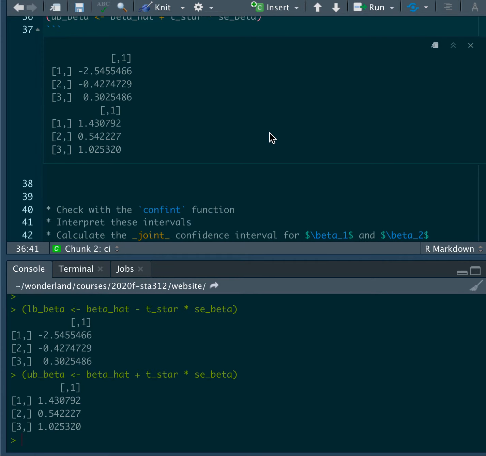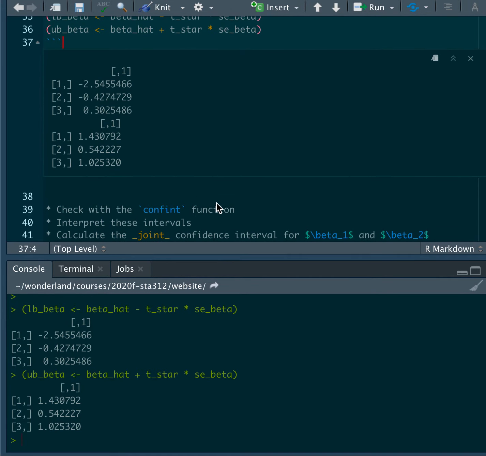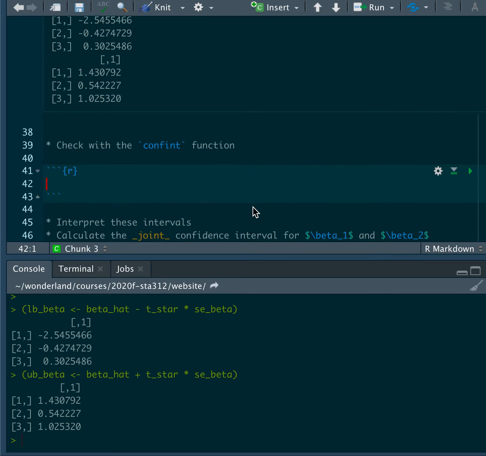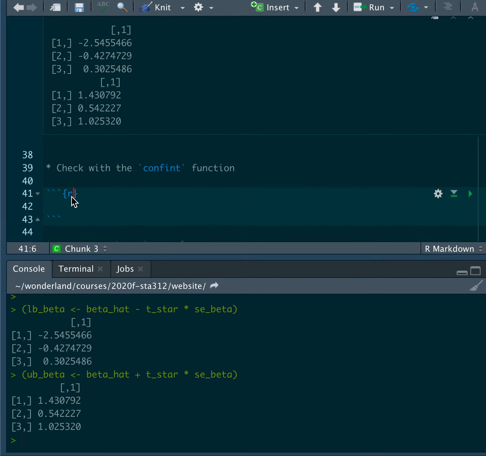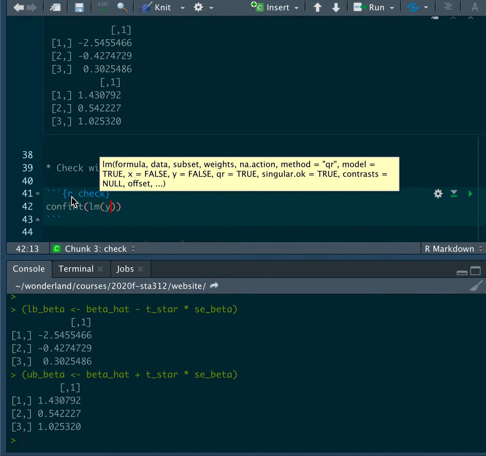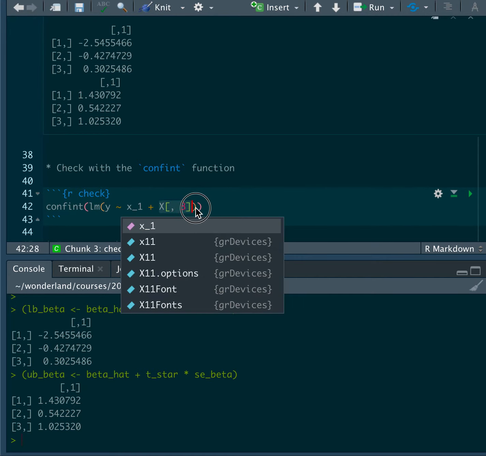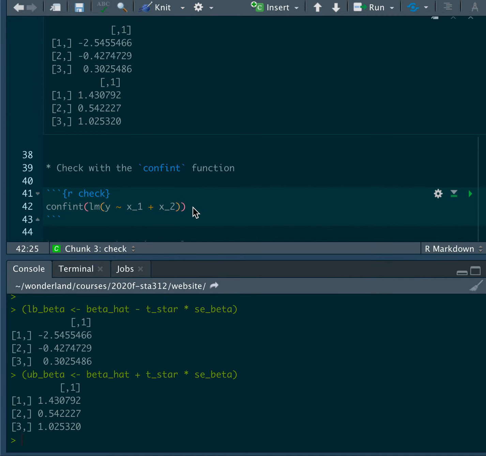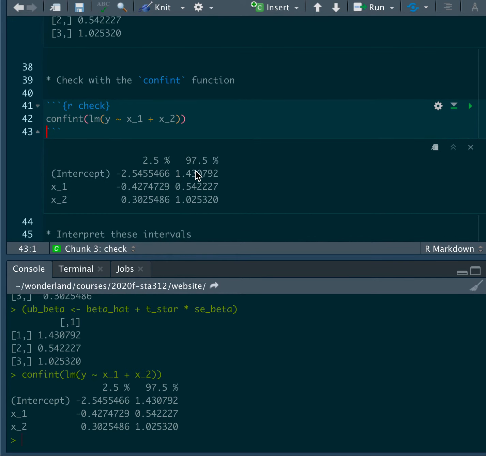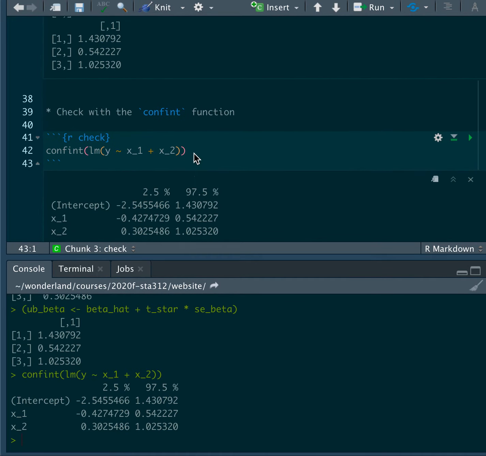Okay, so we've done it by hand. And now the next question is to check this answer with the confint function. So let's run confint, and I'm going to do this on lm y tilde x2 plus x3. And so what I'm doing here is, in fact, instead of that, I could, if I wanted to, do this, y, x1, x2, because I created these vectors for each of those. So I'm going to do that instead. All right, so let's check these answers.